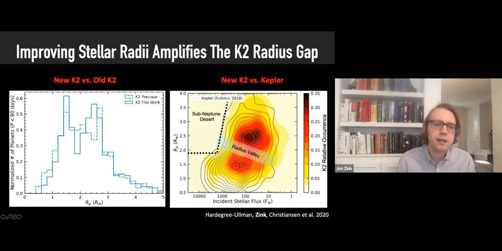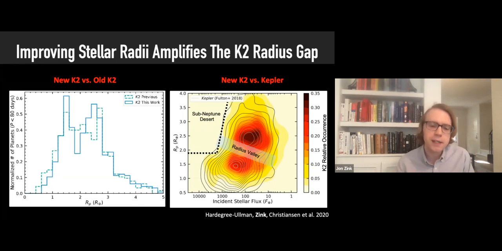The dotted line shows you what the distribution looked like before, and the solid line shows you what the distribution looks like now with the improved stellar radius measurements. And you'll notice there's this giant divot here around 2 Earth radii. This is really an important feature because it was noticed in the Kepler data, and it's known as the radius valley, but it hadn't been identified in K2 yet.